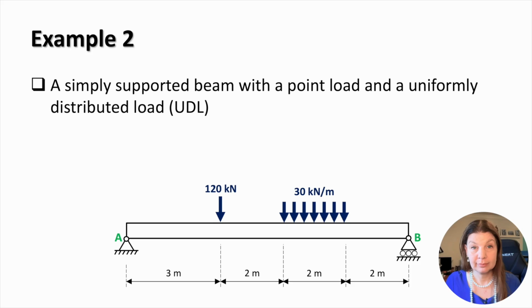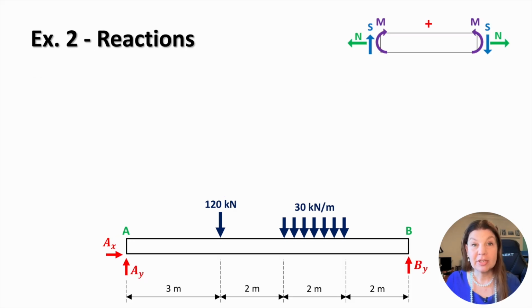As before, the first step is to determine the support reactions. Support A is a pin giving reactions AX and AY, while support B is a roller giving the vertical reaction BY.